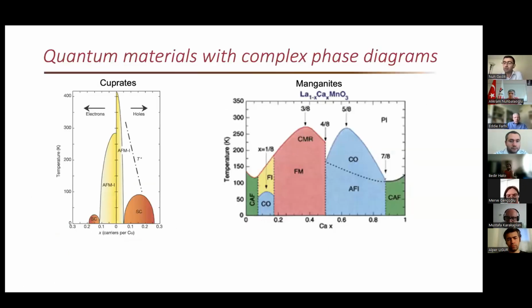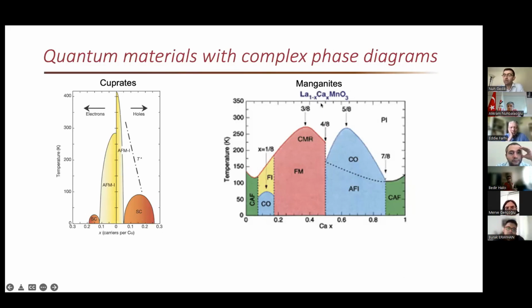And now I'm ready to show you a bit more realistic phase diagram of some of the quantum materials. So here I just put two examples. One of them is high temperature superconductors, cuprates. The other one is another family of materials called manganites. Now what I'm plotting here is the behavior of the phases of this material as a function of temperature and chemical concentration. How many electrons are we adding to this material? And usually the chemical concentration is controlled by doping. So if you substitute lanthanum for calcium, you add more electrons, etc.